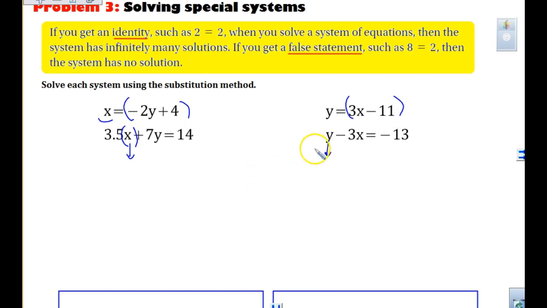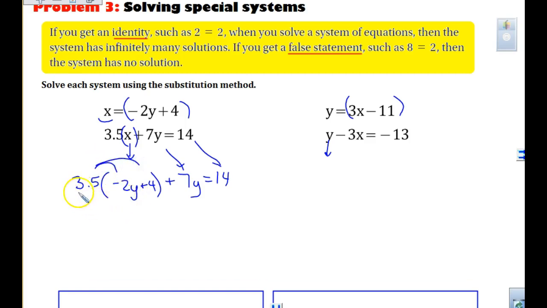Now, does it have to be in parentheses like that second one? Probably not. But the first one, definitely, because you have to use the distributive property. So I put in 3.5 times negative 2y plus 4. I'm going to keep going with the rest of the equation, which was plus 7y, and then equals 14. Everything else stays the same. The only thing that changed was I replaced my x. And you want to distribute now.